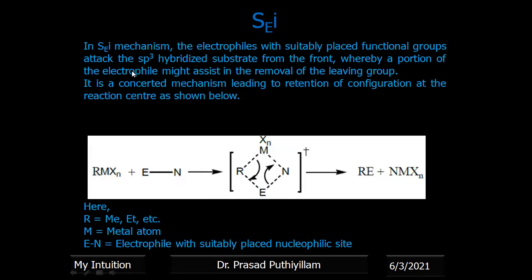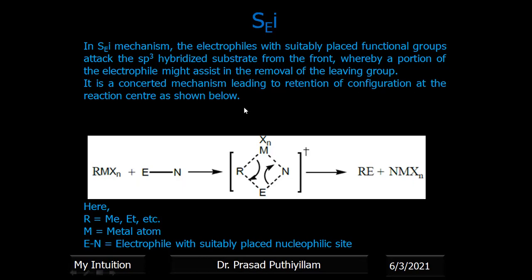Therefore, in the SEi mechanism, the electrophile has a suitably placed functional group. So to state what the SEi mechanism is, this is the complete statement. This is the functional group which is suitably placed so that it forms a bond with the metal, while the sp3 hybridized carbon forms a bond with the electrophile. This is possible when both participate. The portion of the electrophile is assisting the removal of the leaving group. The leaving group, we always say, leaves from the front side, and that side we call the front side of the substrate.